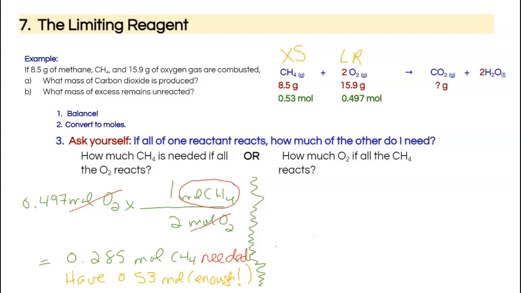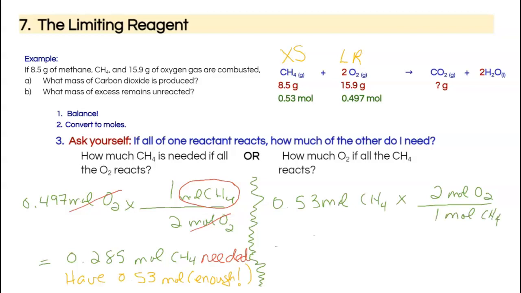How much of my oxygen am I going to need? So let's take a look at that. Well, I know that I have 0.53 moles of methane available, right? So if I use all of that, 0.53 moles of methane, how much oxygen will I need? Well, I know that I use 2 moles of oxygen for every 1 mole of methane that I use, right?